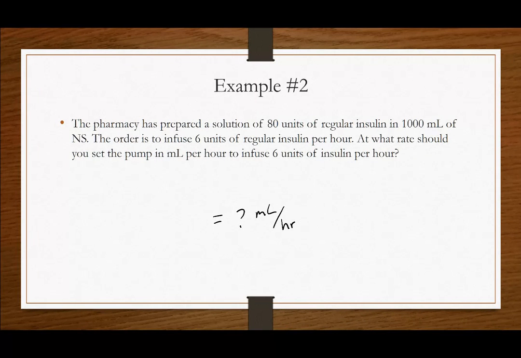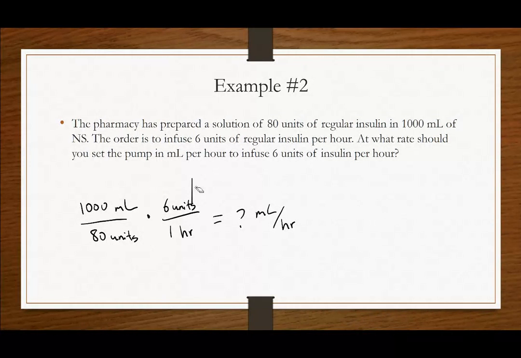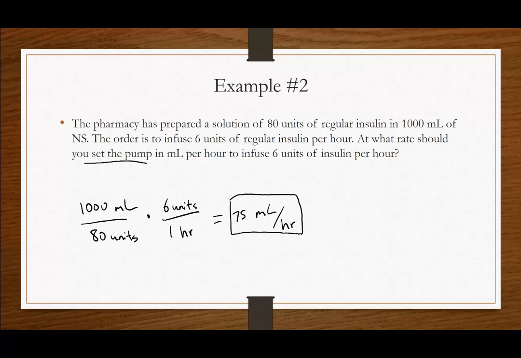In this case, we have a 1,000 milliliter bag containing 80 units. The infusion order is for 6 units every hour. So in this case, we will have again our units canceling out, leaving me with a solution here of 75 milliliters per hour for the particular rate at which we need to set the pump.